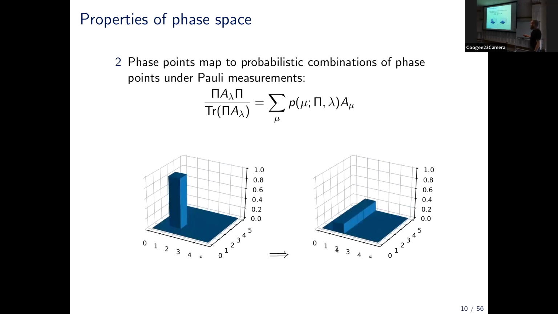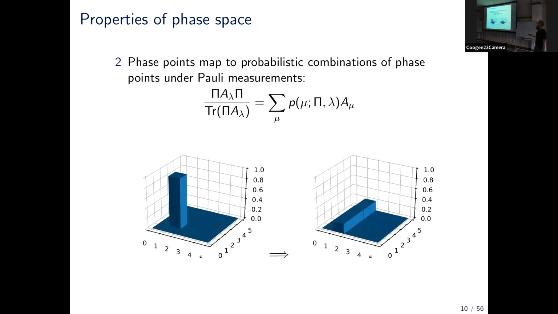We get something similar for Pauli measurements. In that case, rather than a deterministic update rule, we have a probabilistic update rule. So here, pi is a projector representing a Pauli measurement yielding some outcome. If you do a Pauli measurement on a phase point operator, you map to a probabilistic combination of these phase point operators. So you don't map to a single point, you map to some distribution over the phase space points. And because we have these two properties, this is all the dynamics that come up in quantum computation with magic states.